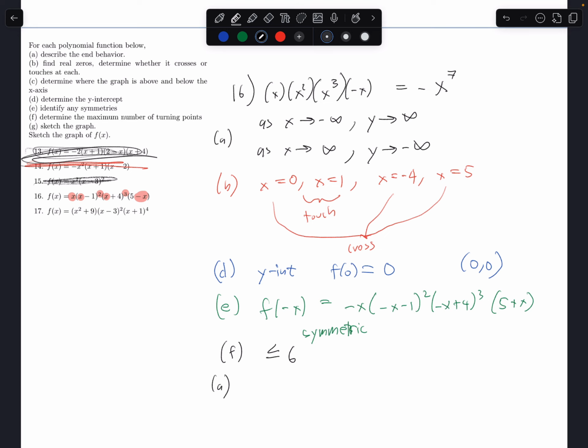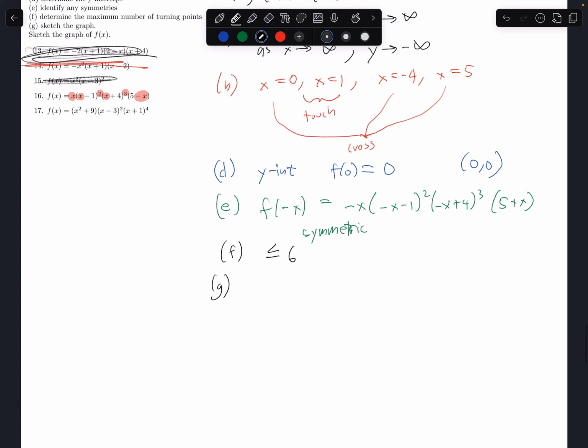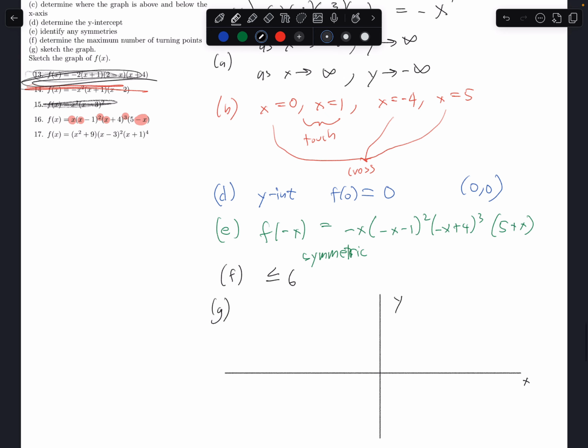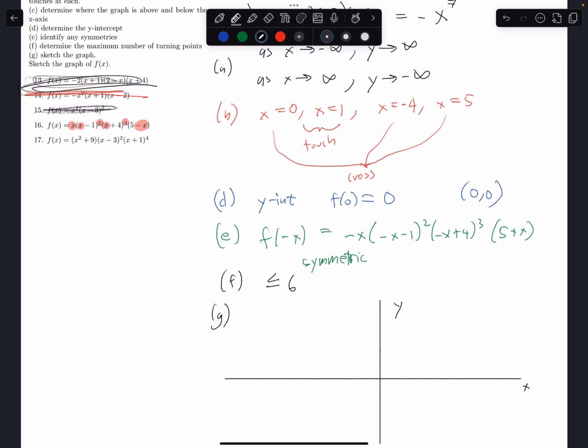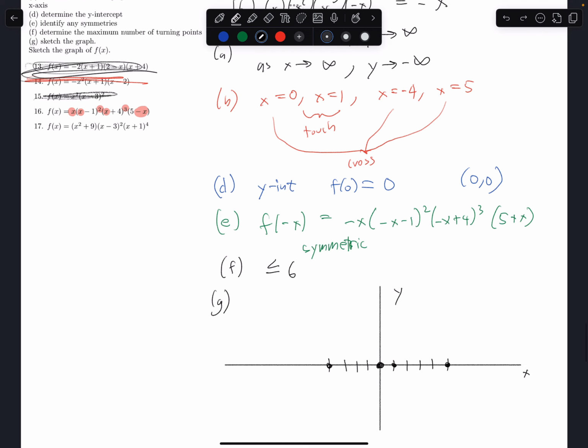And lastly, letter G. We're using black twice in a row because I feel like the graph should be black. At least the axes should be black. Okay, x and y. And start by plotting our zeros. So our zeros are at x equal to 0, x equal to 1, negative 4, 1, 2, 3, 4, and positive 5, 1, 2, 3, 4, 5. So those are the x-intercepts. We've got the y-intercept here as well already.